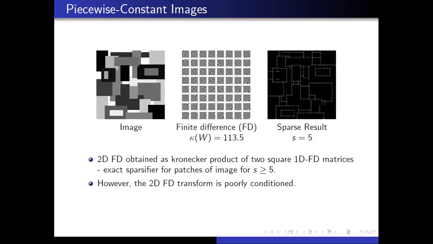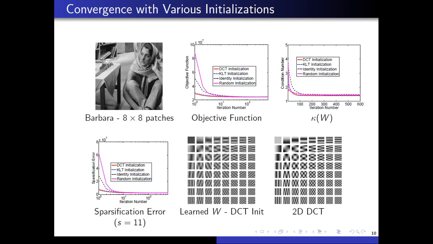Yes? One quick question. On the previous result with Lena, Barbara, did you get the same learned W regardless of the initialization? Very good question. No, we get different W's, but they all result in the same cost function, and they all sparsify equally well. So W is not unique.